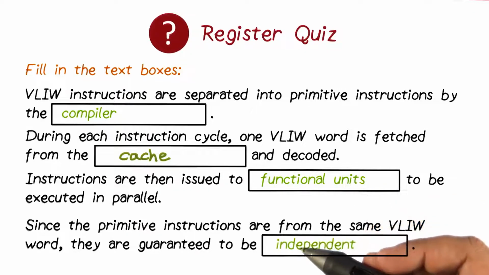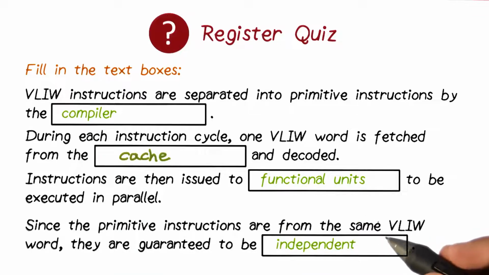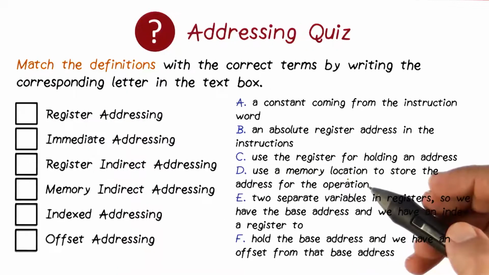Now let's take a look at the last one. Since the primitive instructions are from the same VLIW word, they are guaranteed to be independent because the compiler has made sure that they do not have any dependencies, and that's how they got grouped into the same word, and therefore they are guaranteed to be independent. Now let us test our knowledge through a quiz.